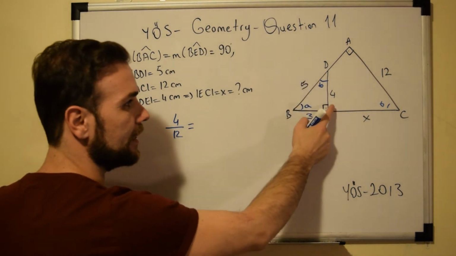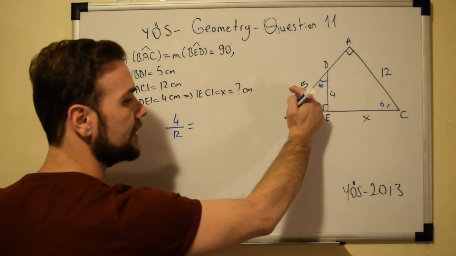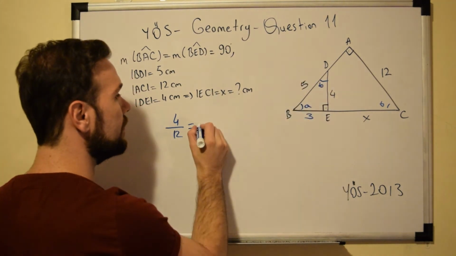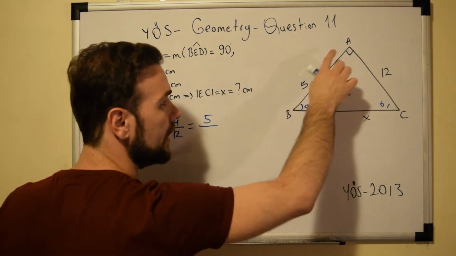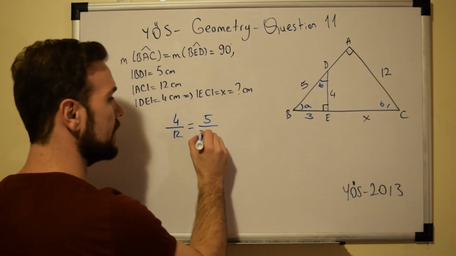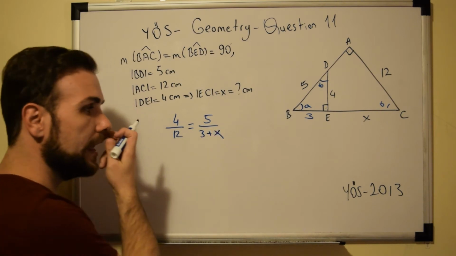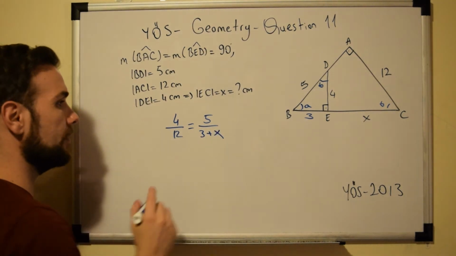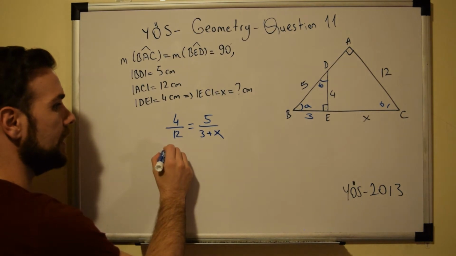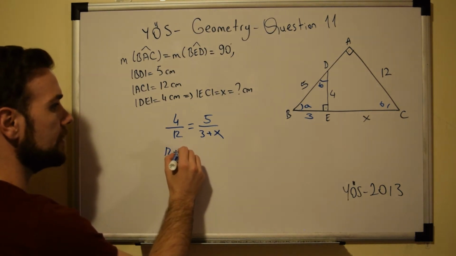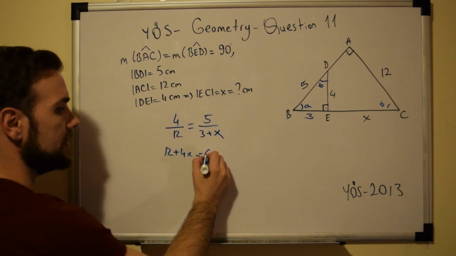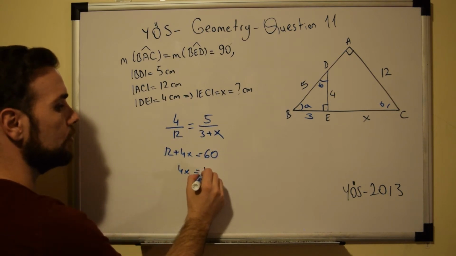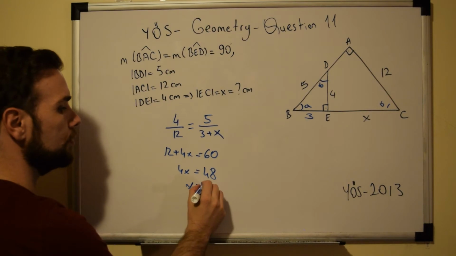Now let's take angle 90. So what is the side in front of angle 90? We have 5. So 5 over, what is the side in front of angle 90? We have 3 plus x, and that's going to be 3 plus x. Now it's very easy to find the value of x. We have 4 times 3, it's 12, plus 4x, because we are cross multiplying. 5 times 12, it's 60, so 4x is equal to 48, and x is equal to 12.